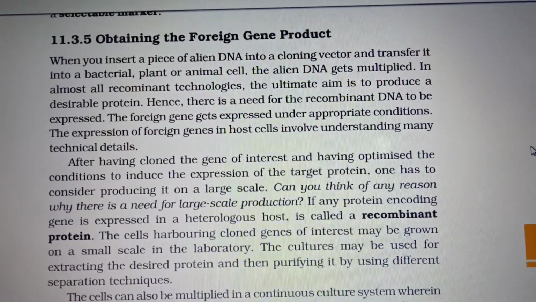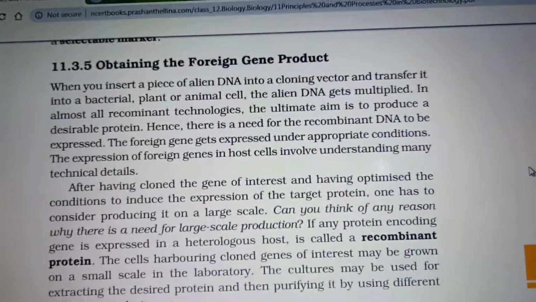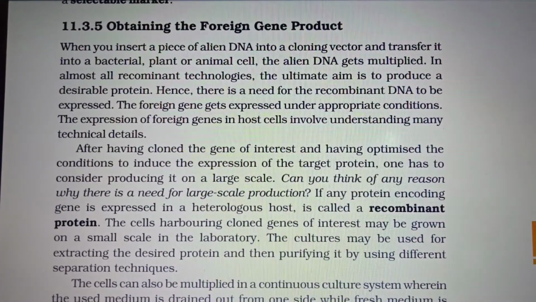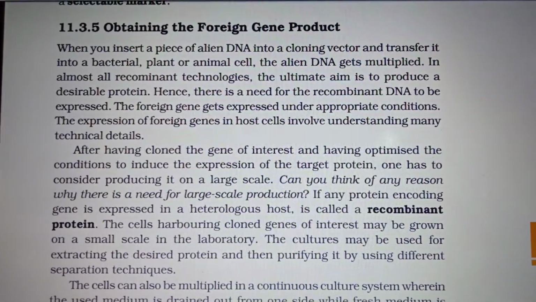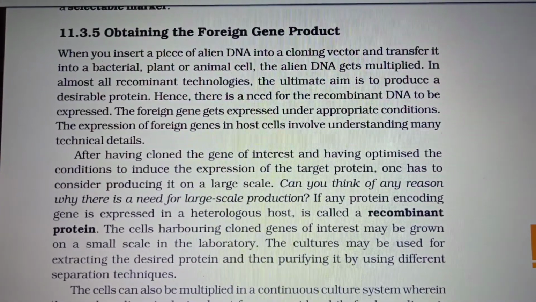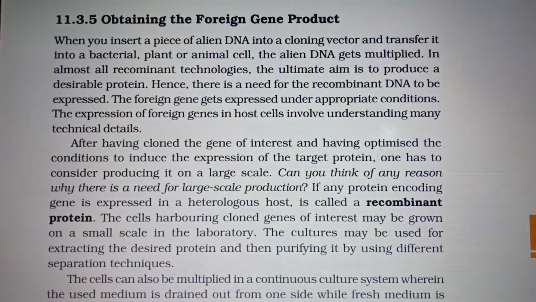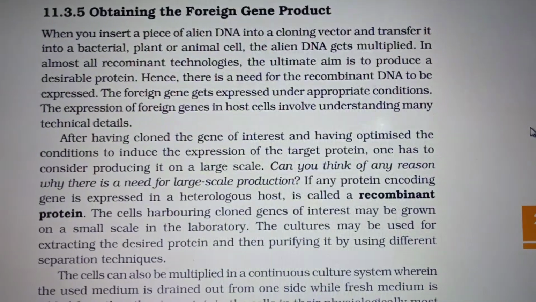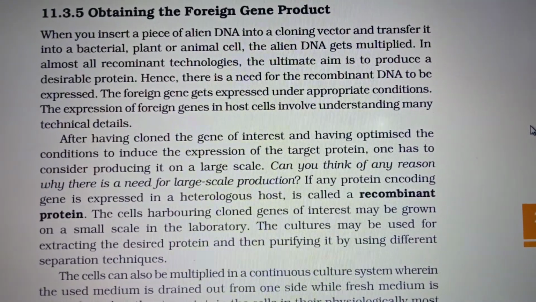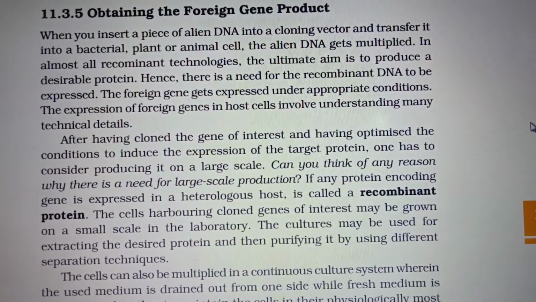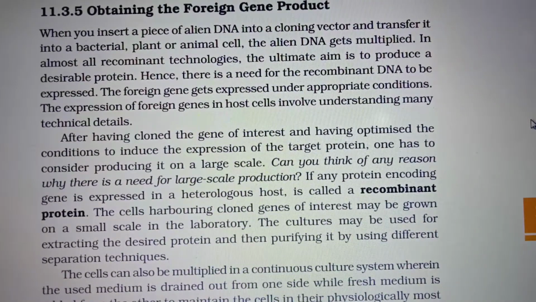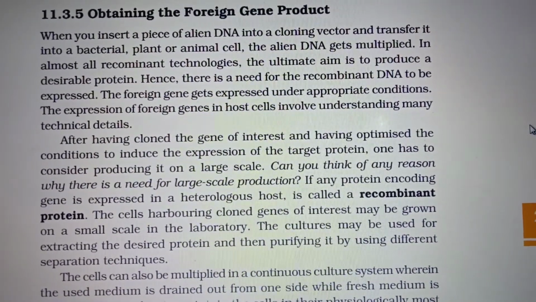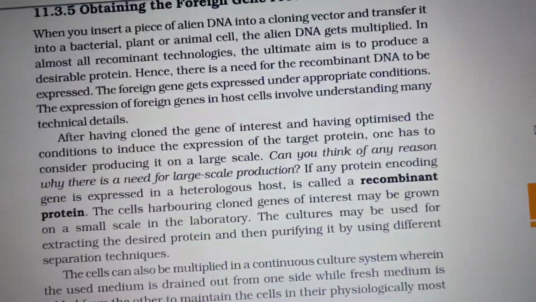See, you know very well when you insert a piece of alien DNA into a cloning vector and transfer it in a bacterial cell or a plant cell or animal cell, the foreign DNA gets multiplied. And in almost all recombinant technology, the ultimate aim is to produce a desirable protein, and the foreign gene gets expressed under appropriate conditions. That is the desired gene. Once the foreign gene gets expressed under appropriate conditions, we have to produce the target protein on a large scale.